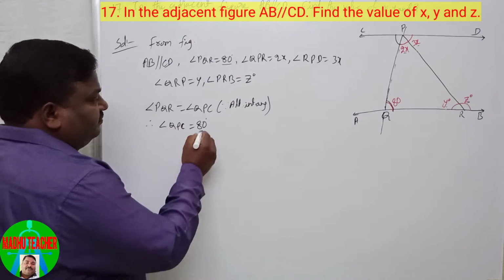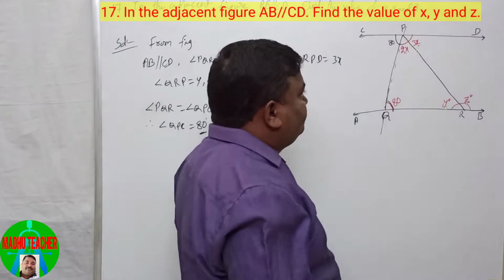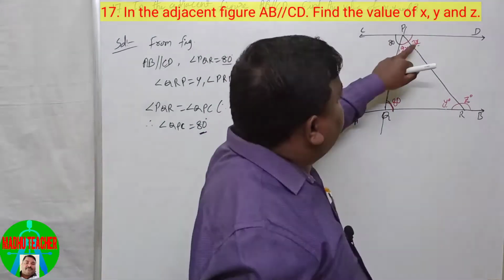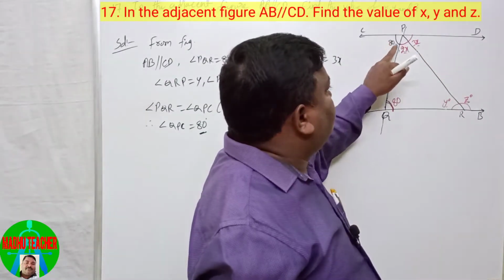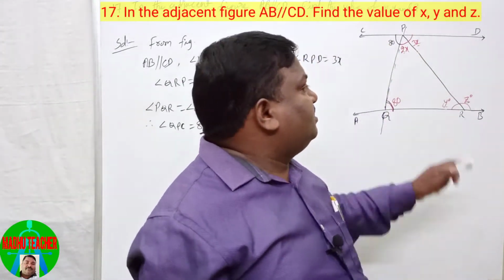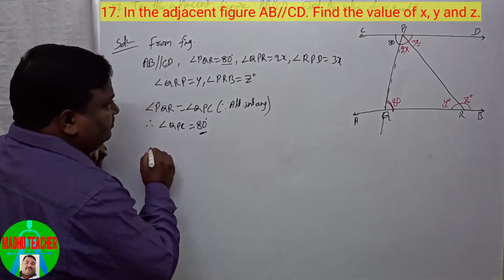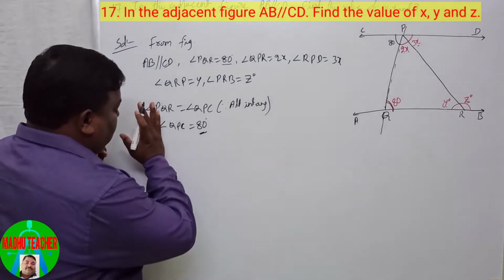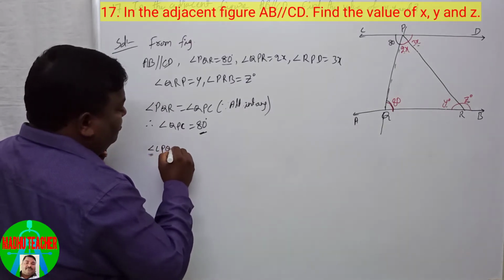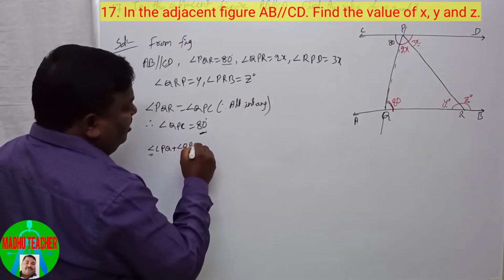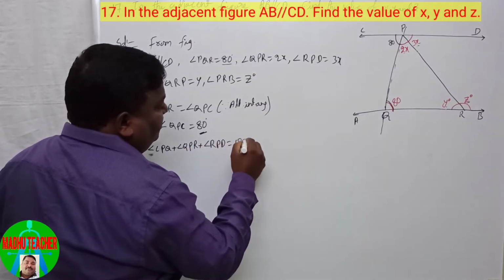So this is 80. By observing these three angles, these three are on a straight line, so the three angles are supplementary. That means the sum of these three angles is 180 degrees. Angle CPQ plus angle QPR plus angle RPD equal to 180 degrees.